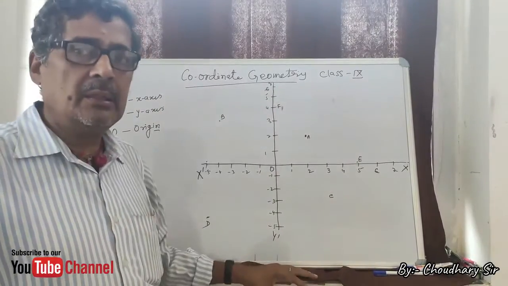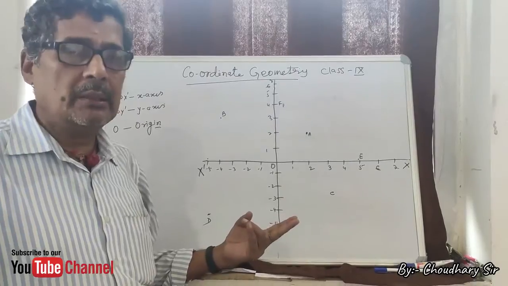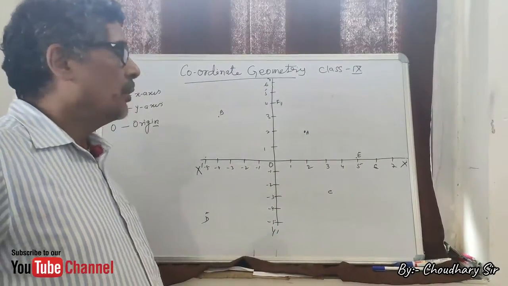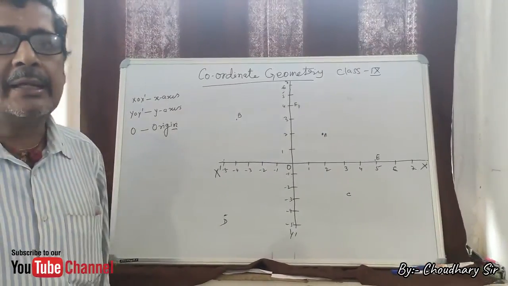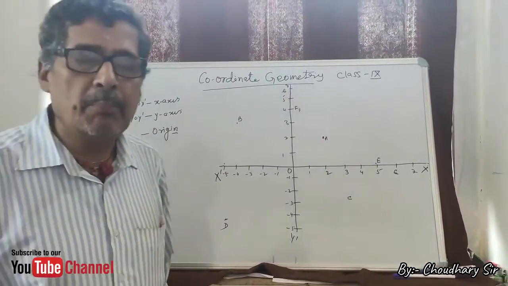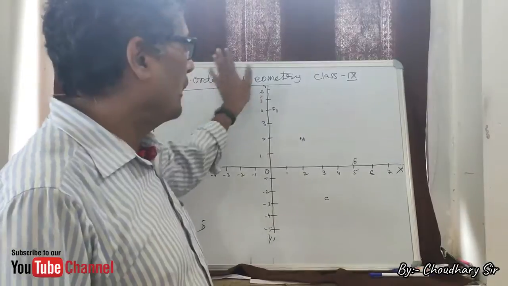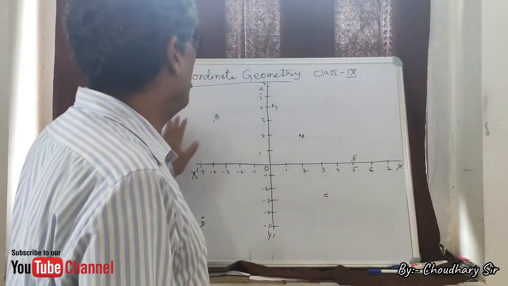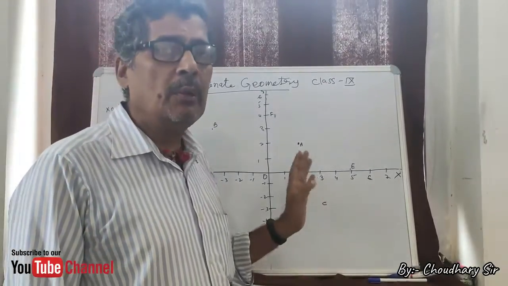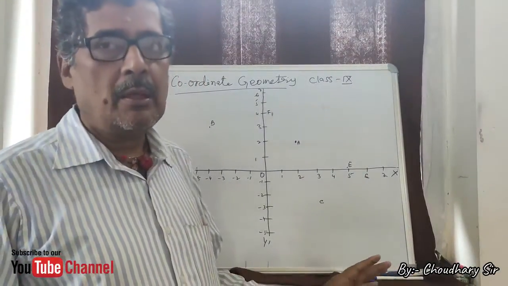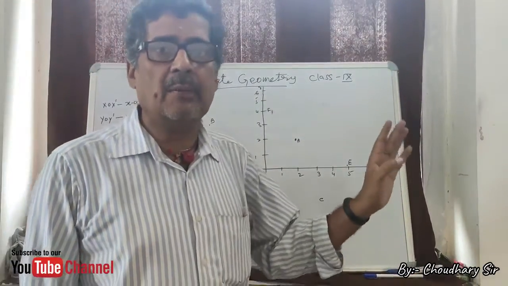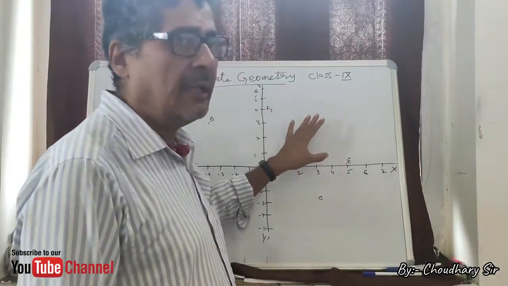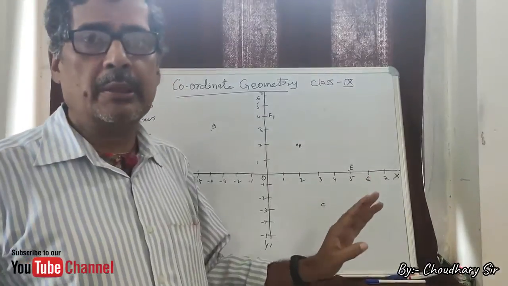Good, today's chapter is coordinate geometry. Coordinate geometry, okay? Co means both. In coordinate geometry, we can locate any point on the plane. Suppose this is a plane and any point is given in the plane, so what will be its position? How can you trace the point on the plane? By coordinate geometry.